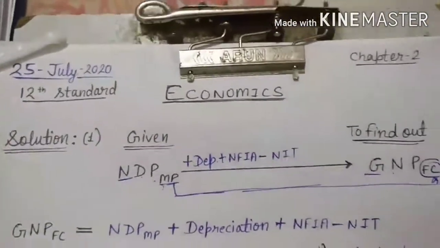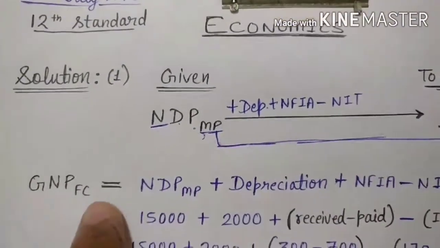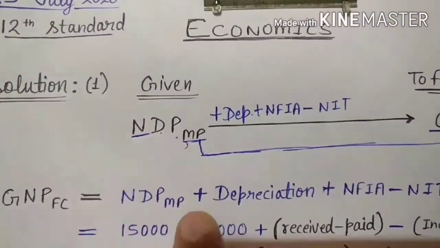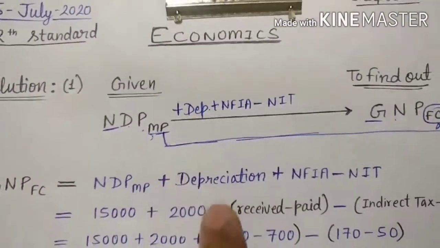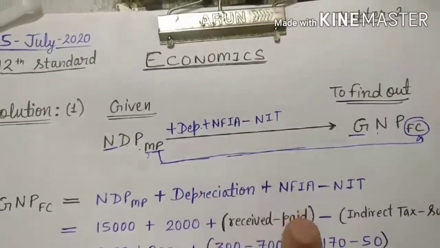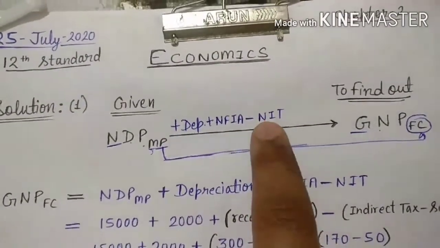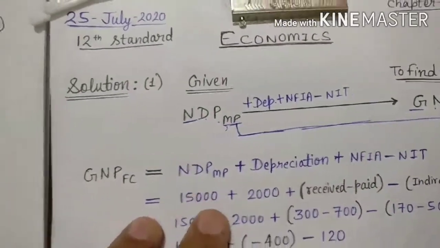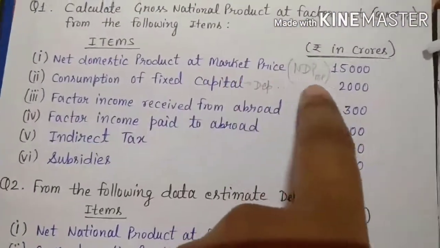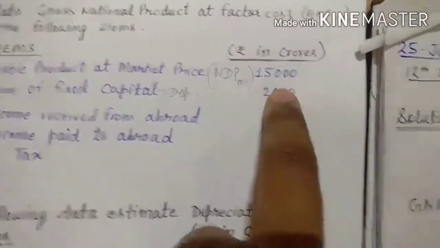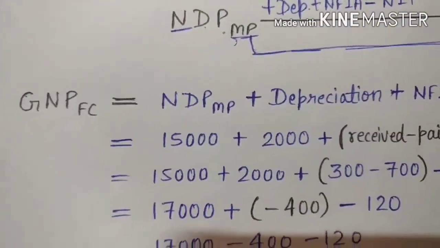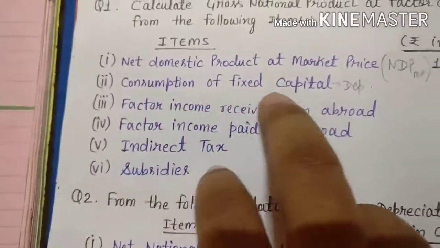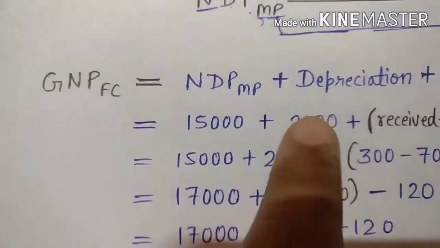Okay, so we got our formula. GNP at FC equals NDP at MP, plus depreciation, plus NFIA, net factor income from abroad, and at last minus net indirect tax. NDP at MP was given as 15,000. Then plus depreciation: consumption of fixed capital means depreciation, given as 2,000. So we add 2,000 here.